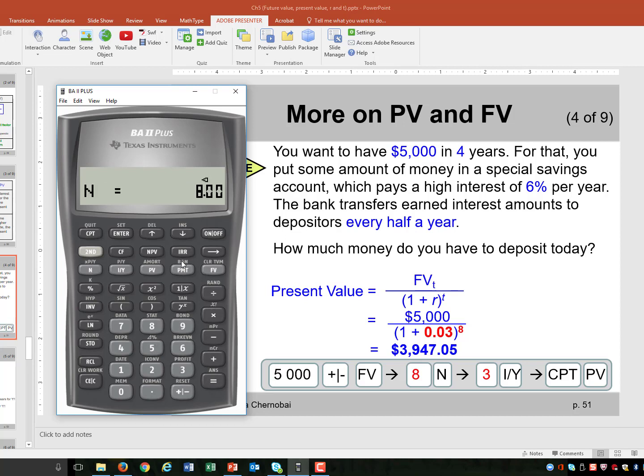Each time the interest is earned, how much is it? That's the real meaning of IY. Each time the interest is earned is half of the annual rate, 3%. So I put 3 IY. And finally, I tell the calculator to compute the present value. Compute PV, $3,947.05.